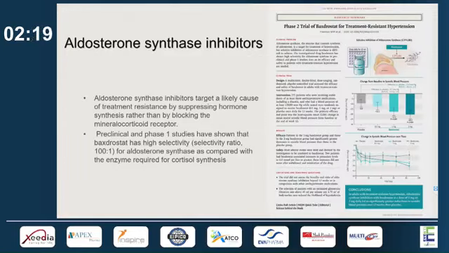One of the first aldosterone synthase inhibitors, which is baxdrostat, has already been studied in a phase 1 study in patients with treatment-resistant hypertension and has been found to be very effective.